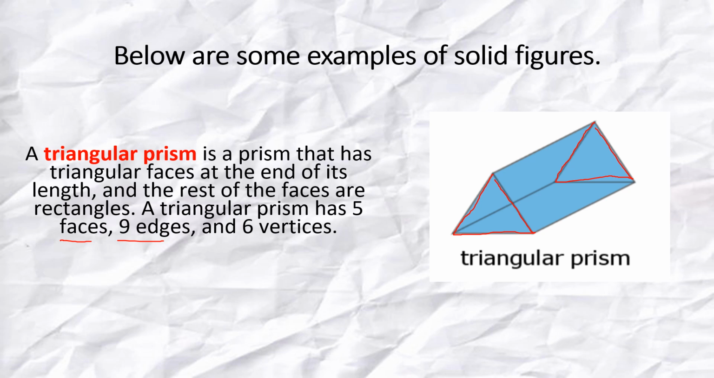There are also 9 edges. So if we count the edges, we have 1, 2, 3, 4, 5, 6, 7, 8, 9. So those are the edges for this triangular prism. And then we have 6 vertices. So 1, 2, 3, 4, 5, and 6.